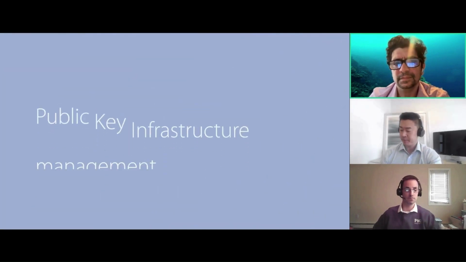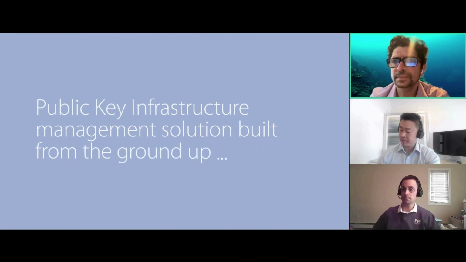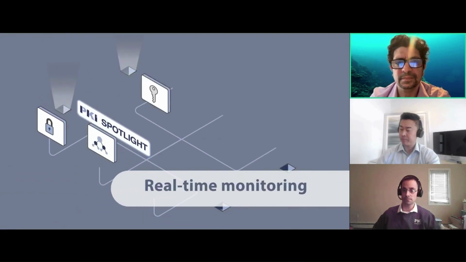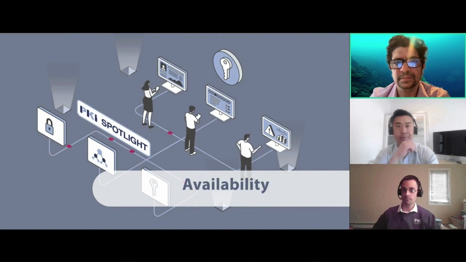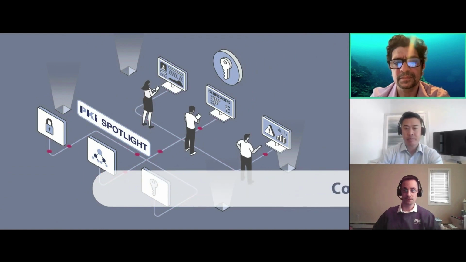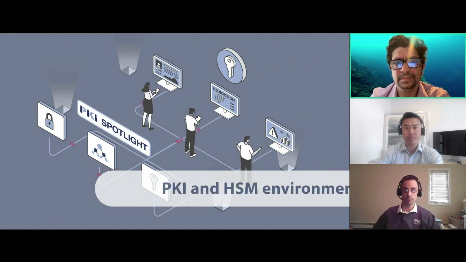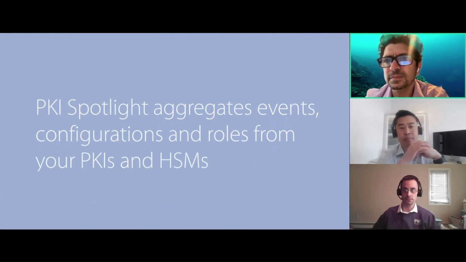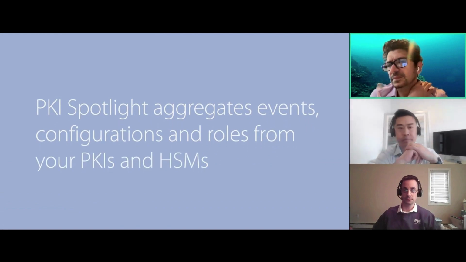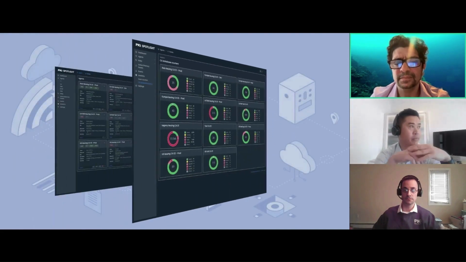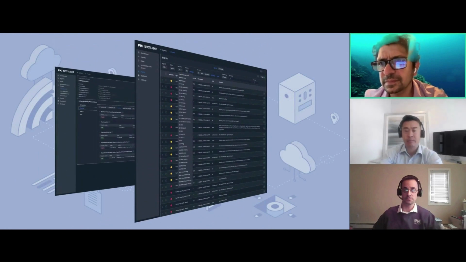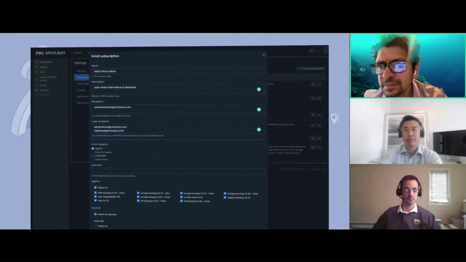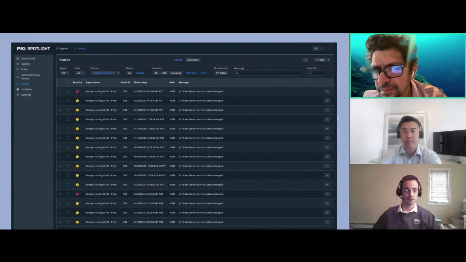It's the first public key infrastructure management solution built from the ground up to let you see the unseen. With PKI Spotlight, you finally have real-time monitoring and alerting that puts the availability, configuration, and security of all your PKI and HSM environments conveniently at your fingertips. PKI Spotlight aggregates events, configurations, and roles from your PKIs and HSMs and presents them in a consolidated dashboard for easy exploration and filtering. Use PKI Spotlight to create notifications and alerts for proactive escalations across tools of your choice, as well as security and operations groups.